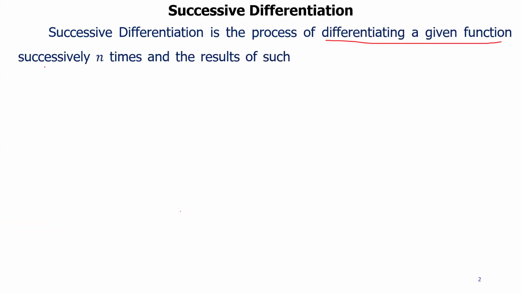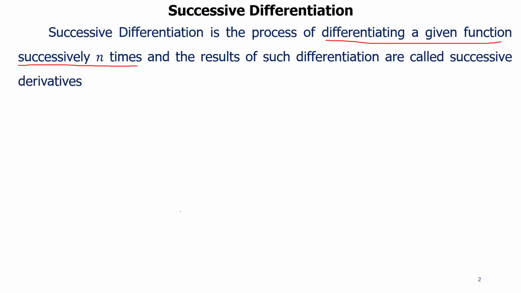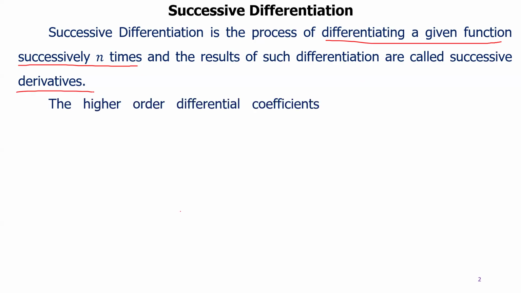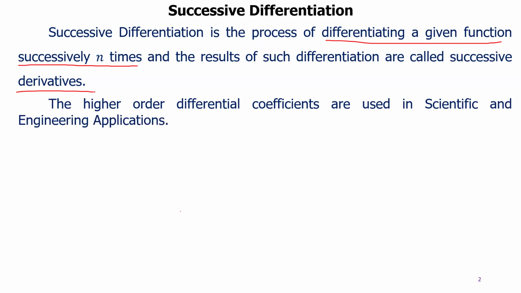In this lecture, we discuss successive differentiation with examples. Successive differentiation is the process of differentiating a given function successively n times, and the results of such differentiation are called successive derivatives. The higher order differential coefficients are used in scientific and engineering applications.